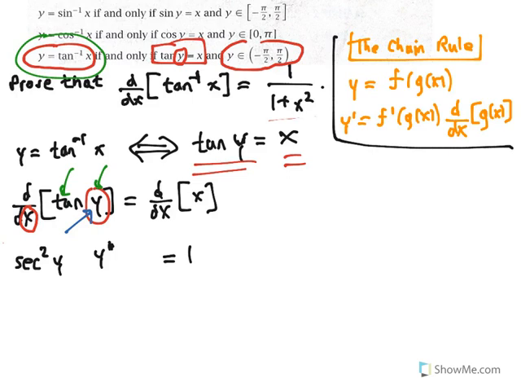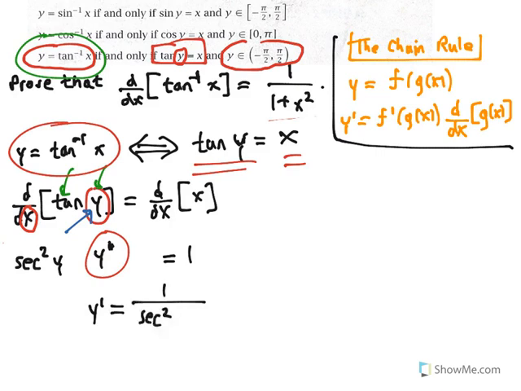So the next thing that we have to do is isolate what we want. What we want is the derivative of our function. We want y prime, so we will isolate y prime to get the derivative of the inverse tangent function. So we have y prime is equal to 1 over secant squared y.